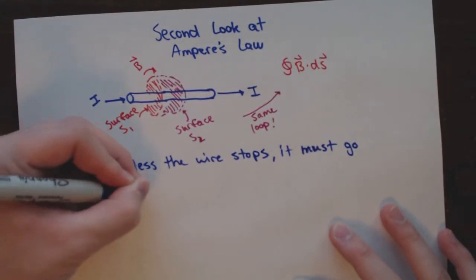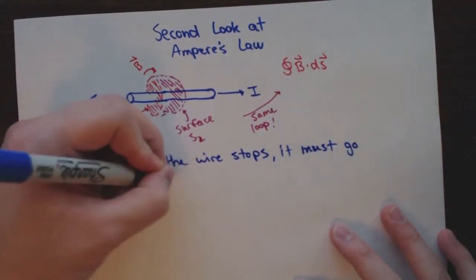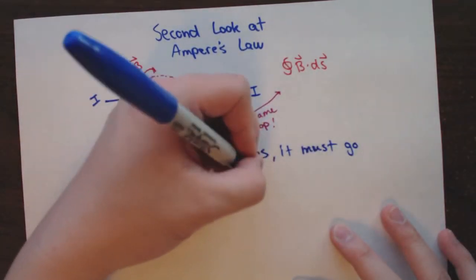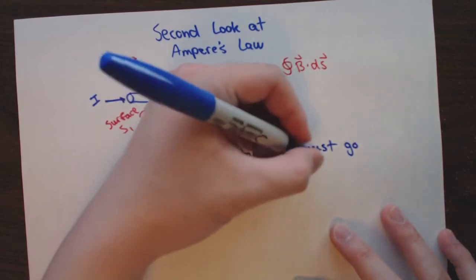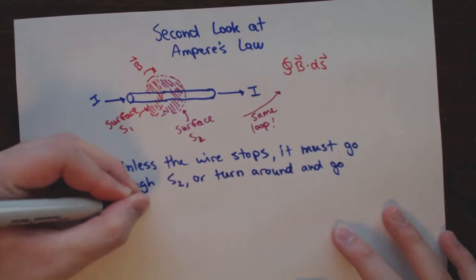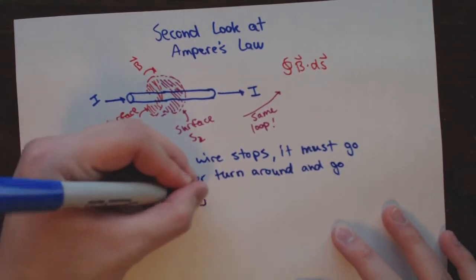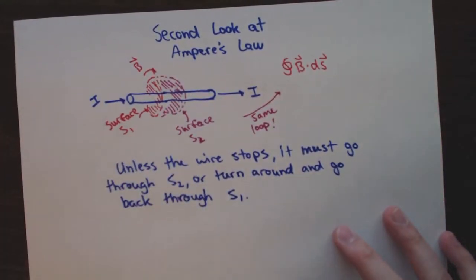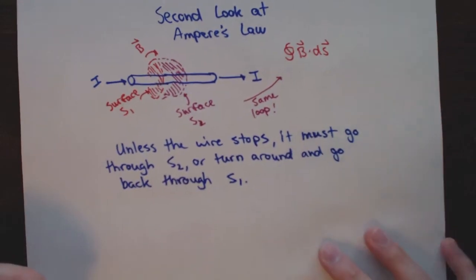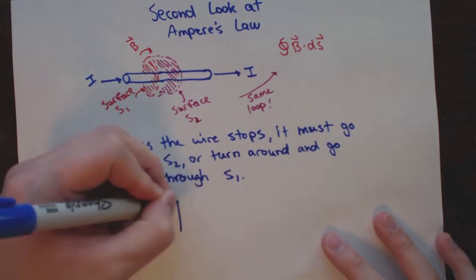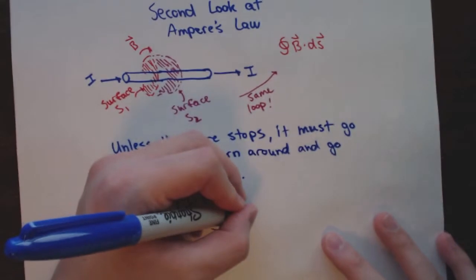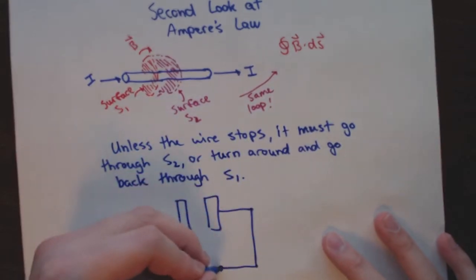And so if your wire goes through your surface, or you have current going through your surface, essentially that current has to go through both surfaces, the surface created by your loops, unless the wire stops partway through and turns around, or it just straight up stops. Right, so unless the wire stops, it must go through surface 2, or it has to turn around and go through surface 1. If it goes back through surface 1, then you have no net current through surface 1, and so you actually have no net current going through either surface.